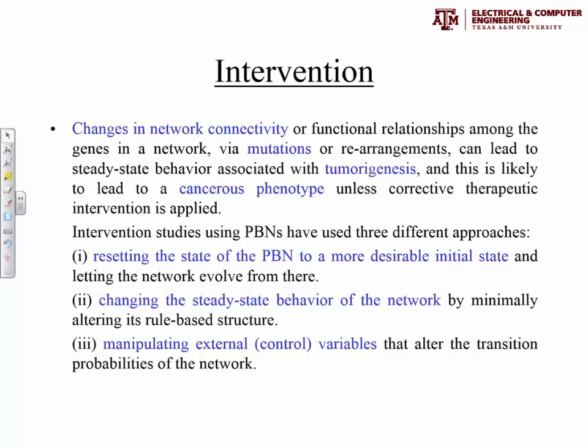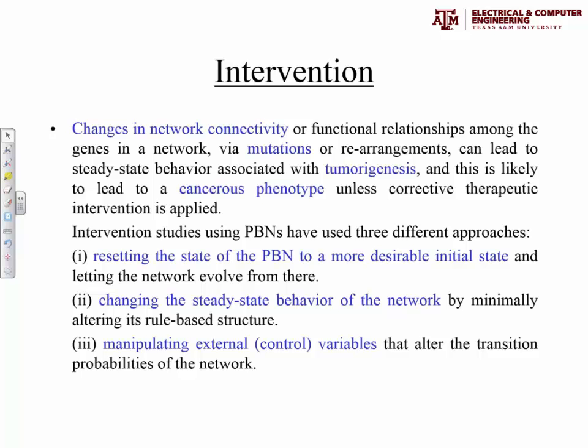So intervention studies using PBNs have used 3 different approaches. The first approach would be to reset the state of the PBN to a more desirable initial state and let the network evolve from there. So the system has ended up in a bad state, okay? You can force that state to some other good state, and let the system evolve from there. So you don't change the wiring of the network at all, right?